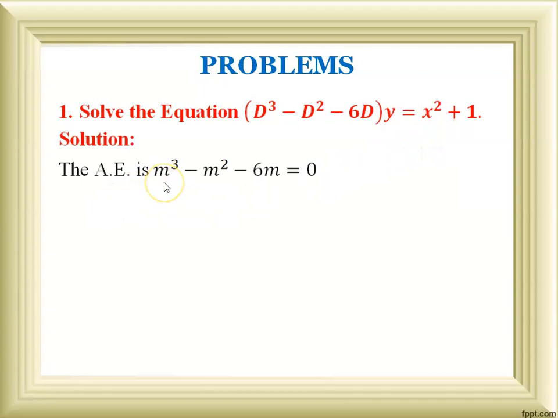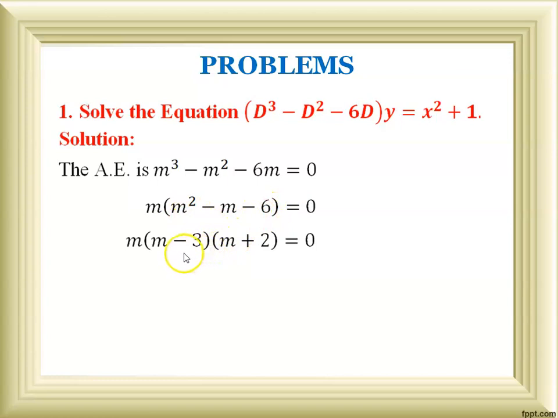First I write the auxiliary equation for finding the complementary function. For that I replace D with m in the given problem. After replacing, I get the auxiliary equation m cube minus m square minus 6m equal to 0. Throughout, m is common. After taking m out, the remaining terms are m square minus m minus 6 equal to 0. I can factorize this easily without using a formula. The factorization is m minus 3 into m plus 2 equal to 0, because the product is minus 6 and the sum is minus 1.